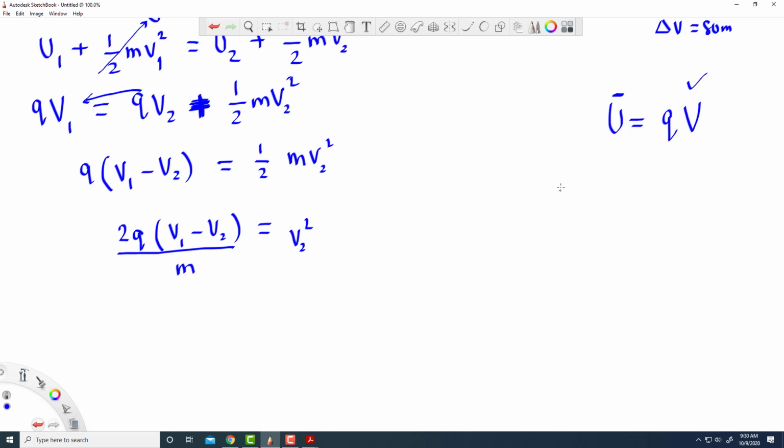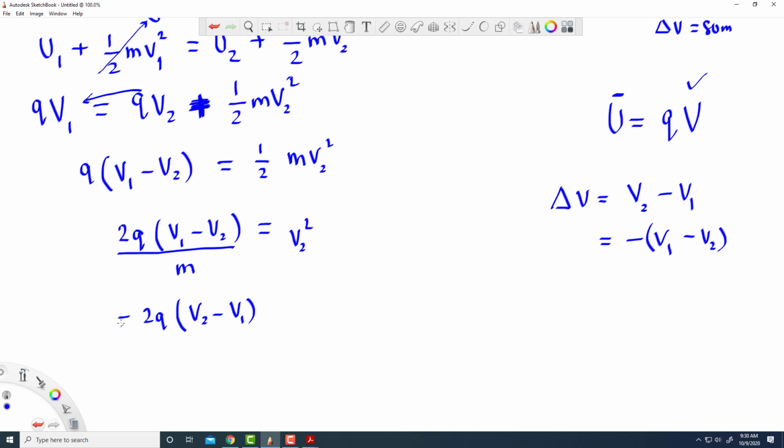Okay, and we are given this delta V. Delta V is final minus initial. This is given. So I want to write this in terms of final minus initial. If I do that, I will have to pull the negative sign out. So I can write this as V2 minus V1. Okay, so this is minus (V1 minus V2). Just by pulling the negative sign out, you can reverse the order. That's what I did here.